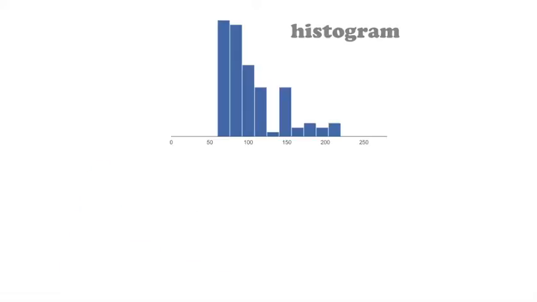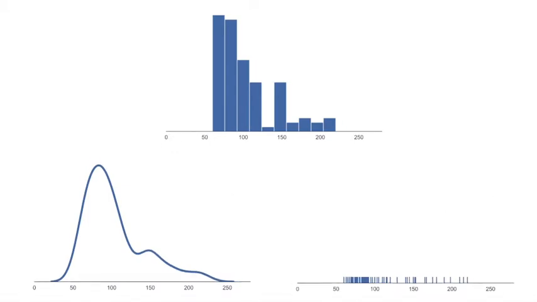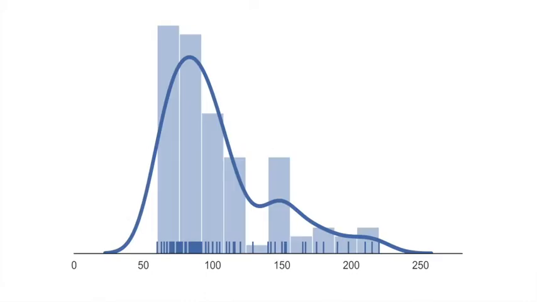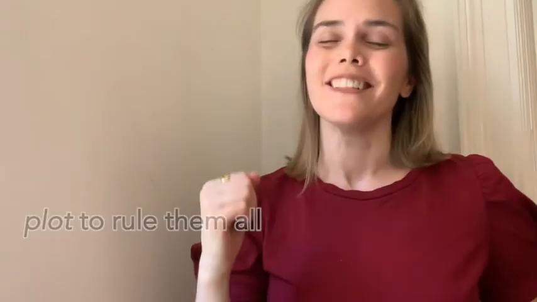There are many different ways to visualize the distribution of your data. For example, a histogram, a KDE plot, or a rug plot. Seaborn's distplot combines the functionality of all three in a simple, unified manner. So the distplot is basically one distribution plot to rule them all.